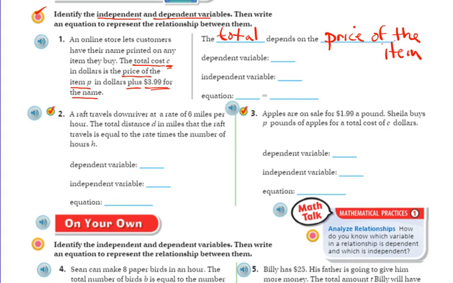The dependent variable in this situation is going to be the total cost because that's going to change based on the item price. My equation, like I said, is going to start with my dependent, I misspoke there. And the relationship with my independent is the item price plus that $3.99. Make those 9s. There you go. And that is our equation.